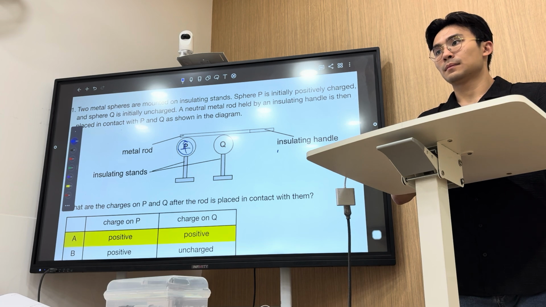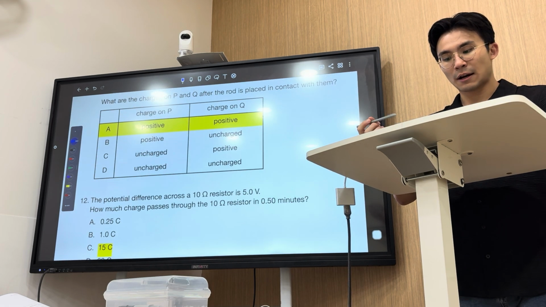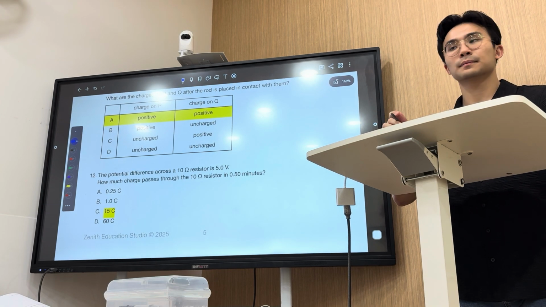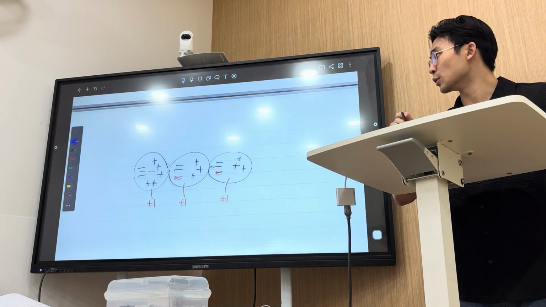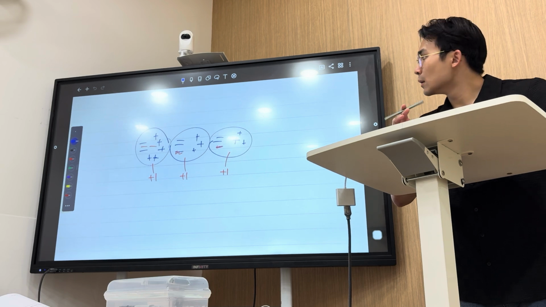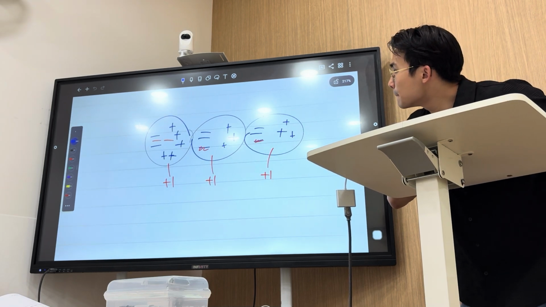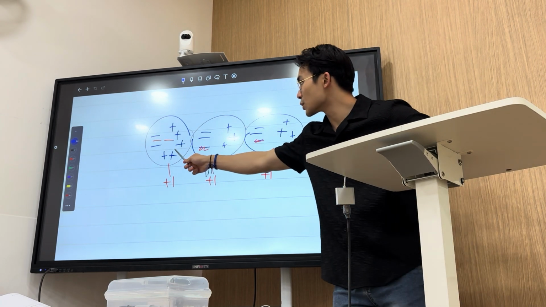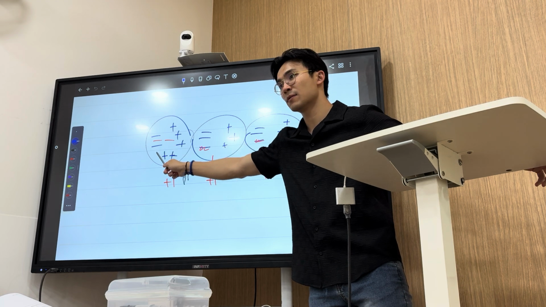If y'all have no questions, then okay, so it becomes positive, then that's neutral. No, he's also positive. He has 5 positives and 4 negatives, so he's still +1.